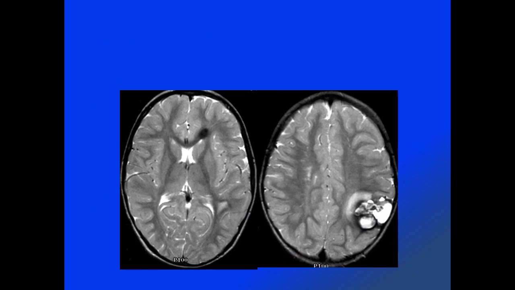T2-weighted images demonstrate a focus of hypointensity adjacent to left frontal horn and a larger, more complex appearing lobulated lesion within left parietal lobe with peripheral hypointensity and central hyperintensity with some associated parenchymal edema. This is an example of multifocal cavernous malformation in this patient.